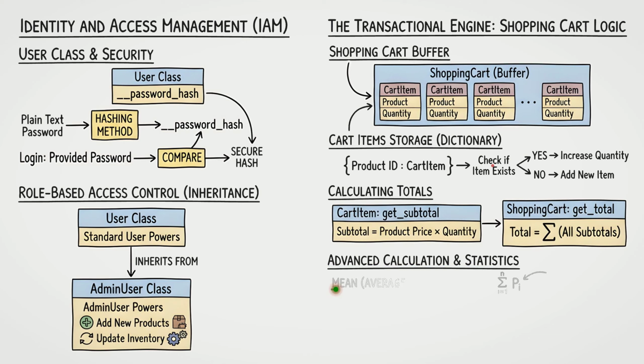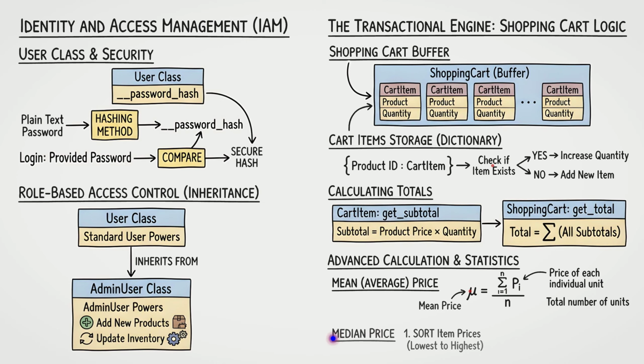For example, to find the mean or average price of the cart's contents, we use this formula. Here, mu represents the mean price. We calculate it by taking the sum of the price of each individual unit and dividing that by n, which is the total number of units.